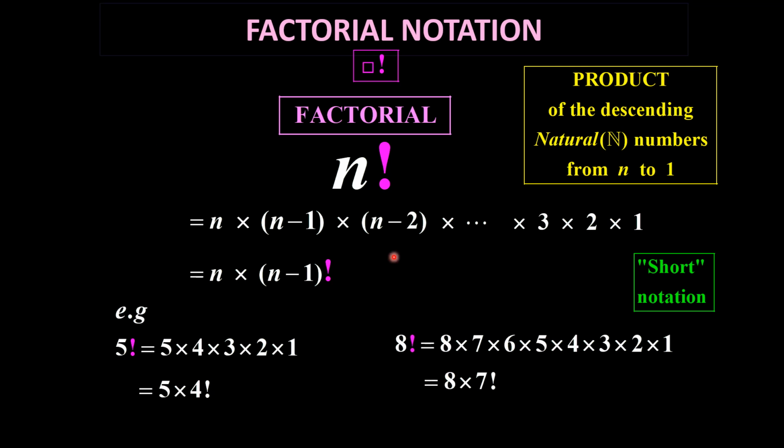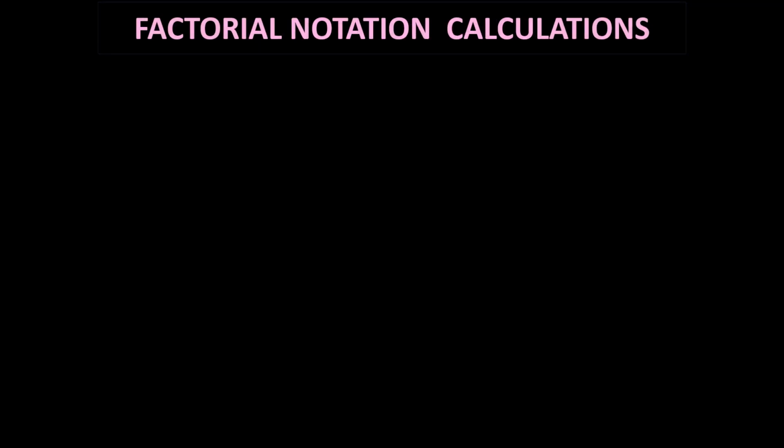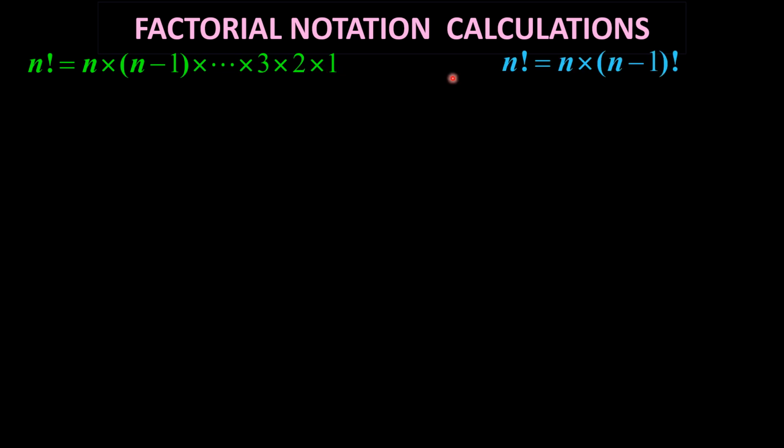In the next slide, we're actually going to show you some calculations involving factorials. So let's look at some calculations involving factorial. So we have n factorial is n times n minus 1, you see it's decreasing until we end up with times 1. Also, it can be written as n times n minus 1 factorial.